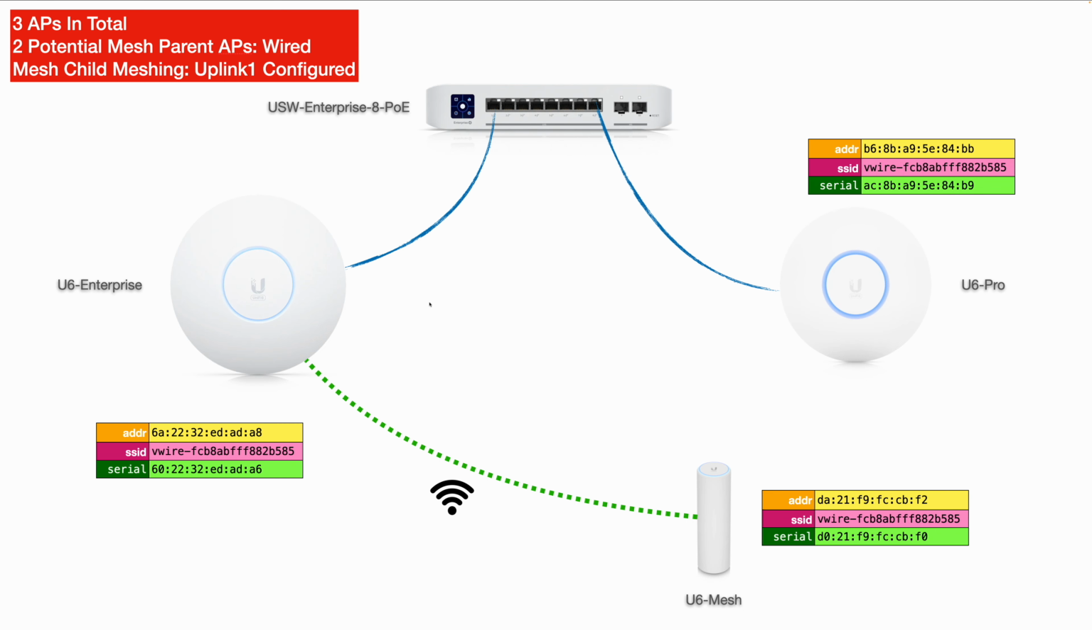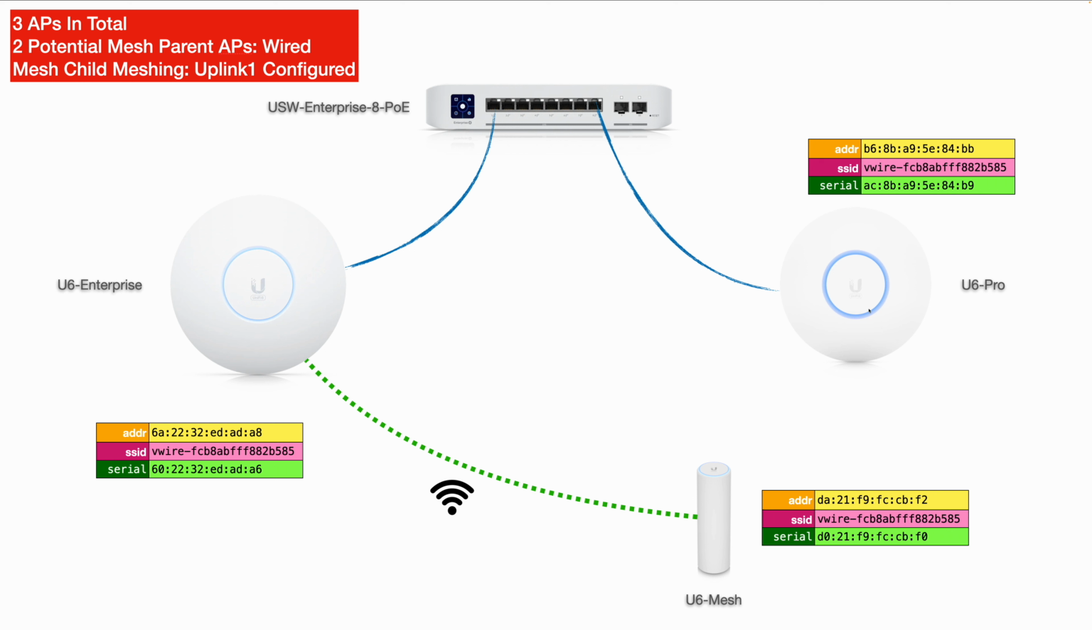So I have the exact same devices, the exact same physical locations for these 3 APs. What if I do not want to move the location of this AP, but I also don't want it to connect to the U6 Pro? I want it to connect to the U6 Enterprise, even though this one is not as close as U6 Pro. You may ask in the real world why you would want to do that. There may be multiple reasons.